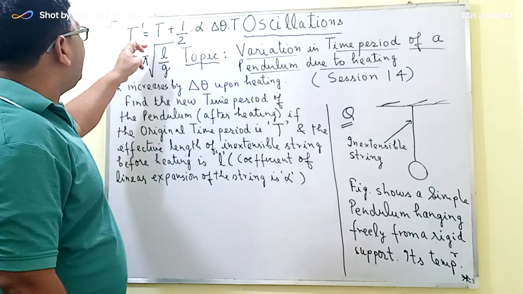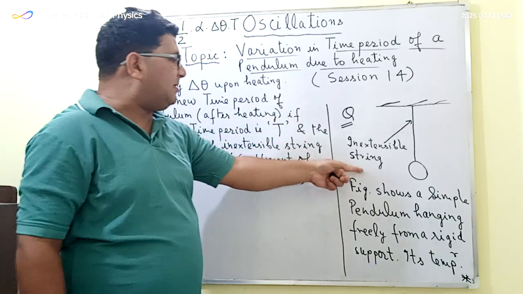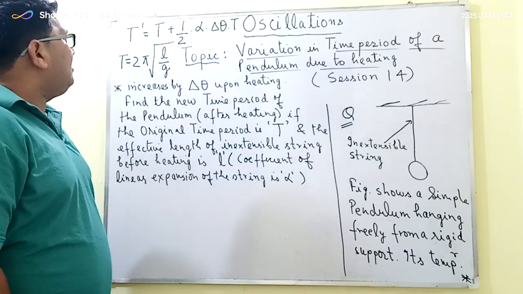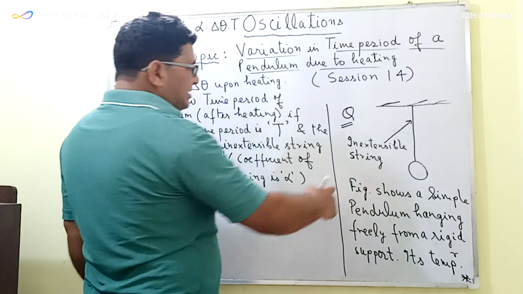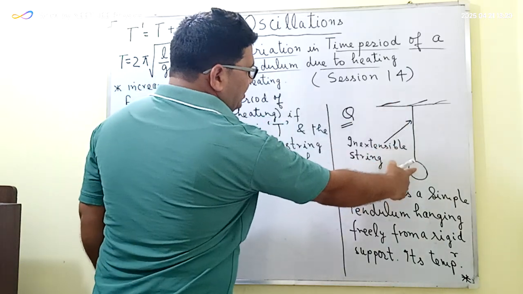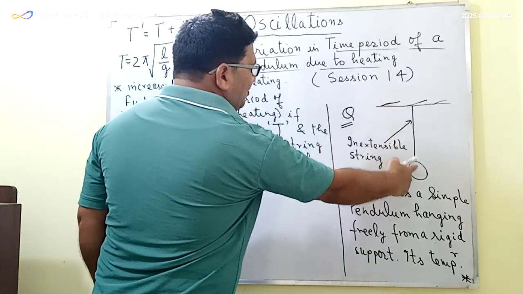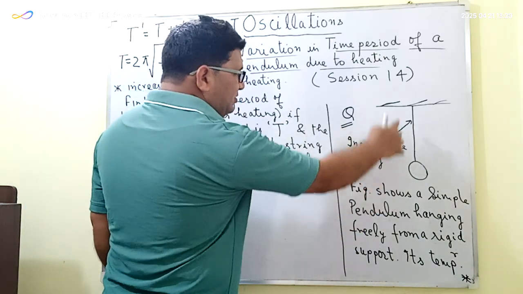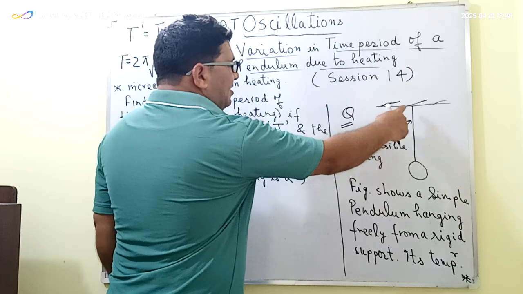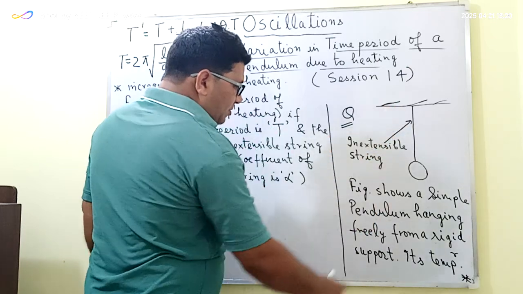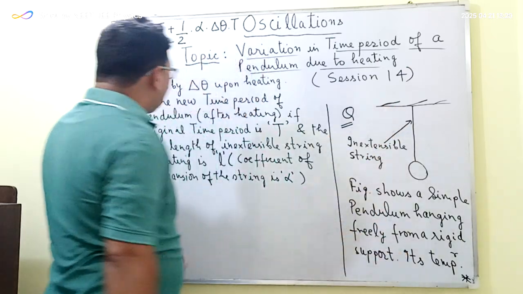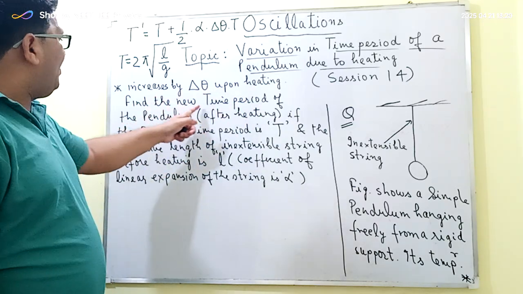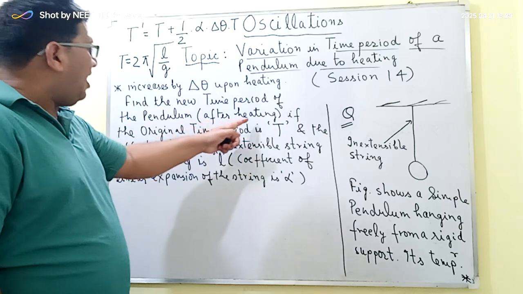T dash is the new time period of this simple pendulum when the temperature is increased by delta theta. In this figure, this is the rigid support, and this is the simple pendulum which consists of a bob and this inextensible string, hung from a rigid support. The temperature of this simple pendulum is increased by delta theta upon heating. Now we have to find the new time period of this pendulum after heating.